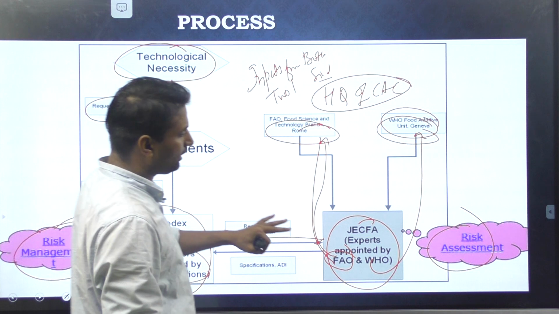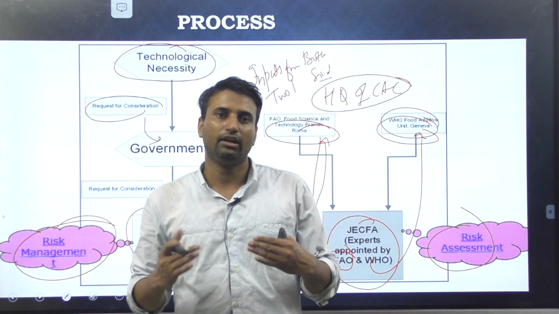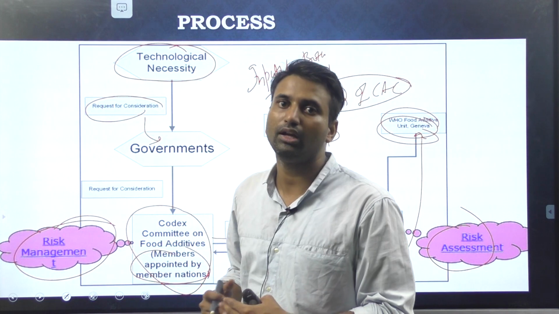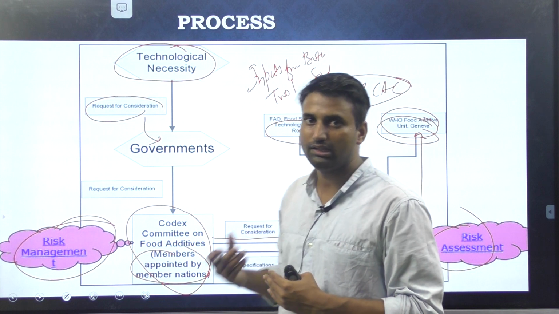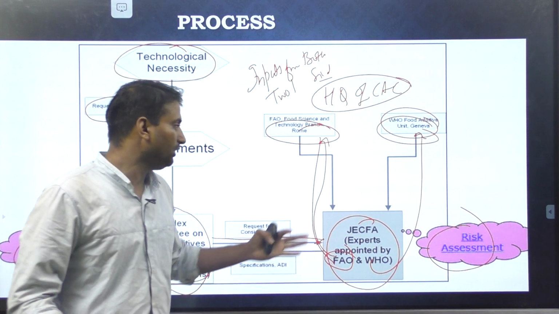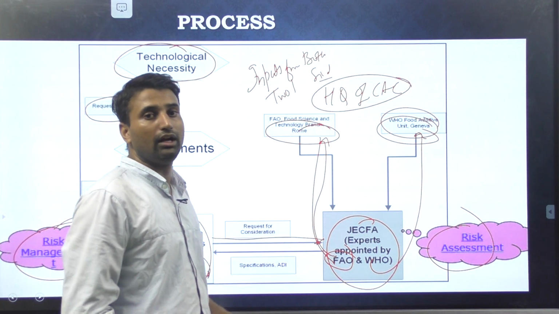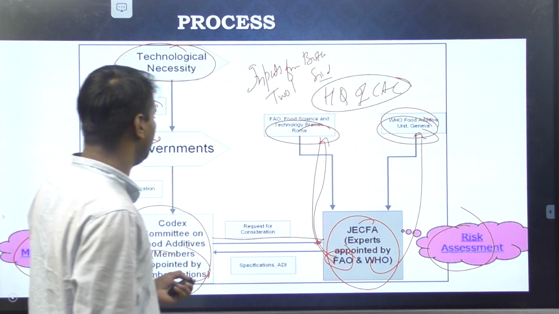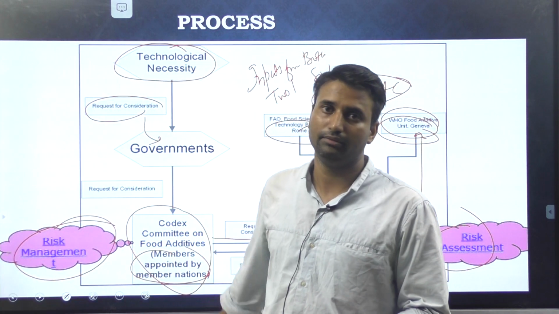So here you can try to understand how risk assessment and risk management happen. Risk management is more the input from the government side, managing the risk in the government, and risk assessment basically has to take place at the JECFA level, which is the expert committee. So it is more scientifically oriented, and the other is more management oriented.